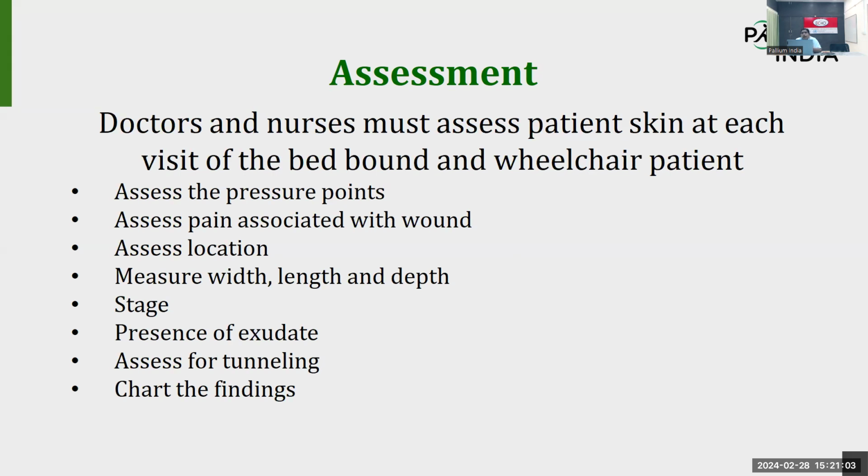There are 4 to 6 stages. If you know the wound stages, you can assess them. So you have to assess the stage of the wound. Then the presence of exudate. Exudate is nothing but any discharge from the pressure ulcer, that is, any oozing. If any exudate is there, you have to assess its characteristics.